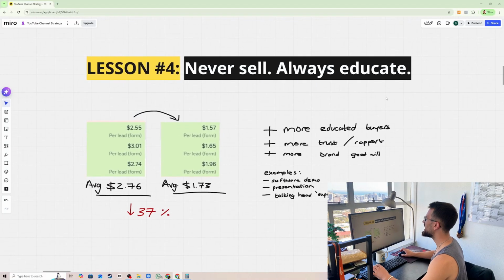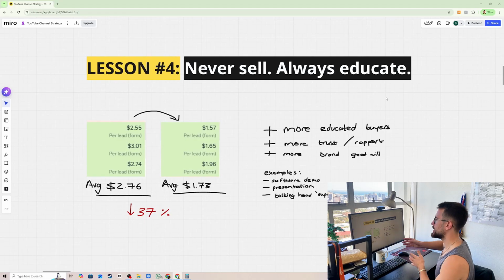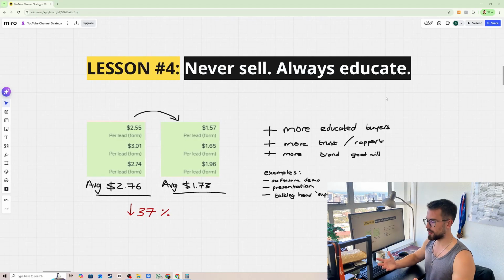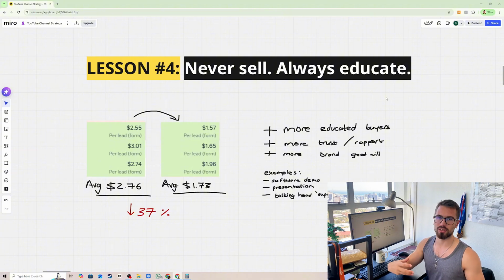Lesson number 4, never sell, always educate. When people are on social media, scrolling on their phone, they're not there to be sold to. It's not like they walked into an auto dealer and they're like, oh, I want to buy this car, and then a salesperson comes up to them. They're on their phone. They're probably just passing time.